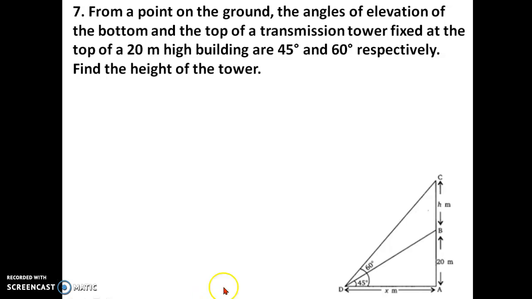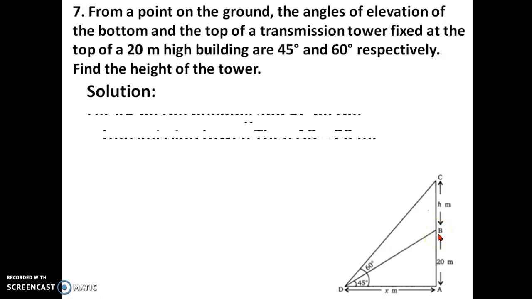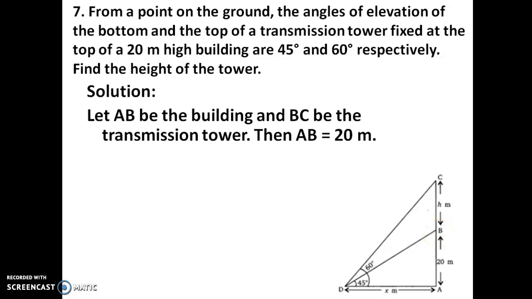So, in this picture you can see, suppose AB is the height of the building. On that building one tower is placed, that is BC. The tower height is unknown. We don't know the height of the tower. From a point D on the ground, the angle of elevation to the base of the tower is 45 degrees, and to the top of the tower it is 60 degrees.